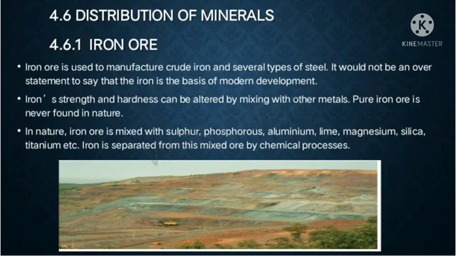Iron's strength and hardness can be altered by mixing with other metals. Pure iron ore is never found in nature. In nature, iron ore is mixed with sulfur, phosphorus, aluminium, lime, magnesium, silica, titanium, etc. Iron is separated from this mixed ore by chemical process. You can see in the picture the iron mine.